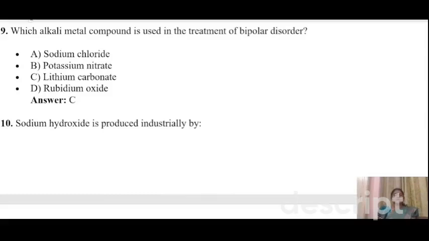Which alkali metal compound is used in the treatment of bipolar disorder? The options given are sodium chloride, potassium nitrate, lithium carbonate, and rubidium oxide. The answer is lithium carbonate. Lithium carbonate is used in the treatment of bipolar disorder.